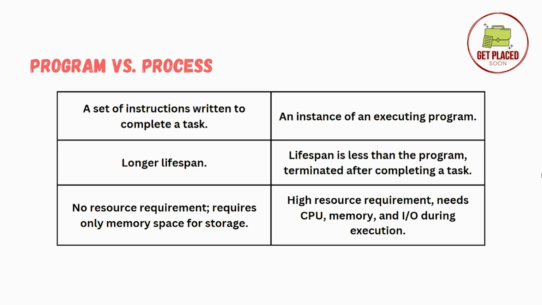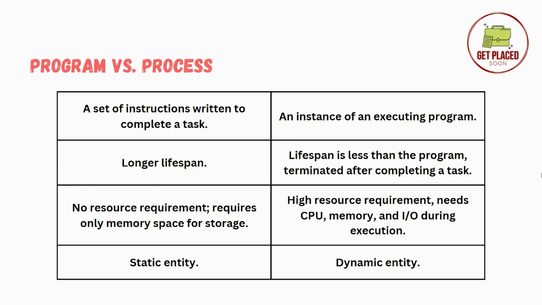So there is no resource requirement. We don't need to use any CPU functions to save the file. All we are doing is writing the code and saving the file. So we are not using any resources in a program. But when it comes to a process, during execution, we need CPU, we need memory, we need input output, so a high resource requirement. So a program has no use of resources while a process has a high resource requirement.